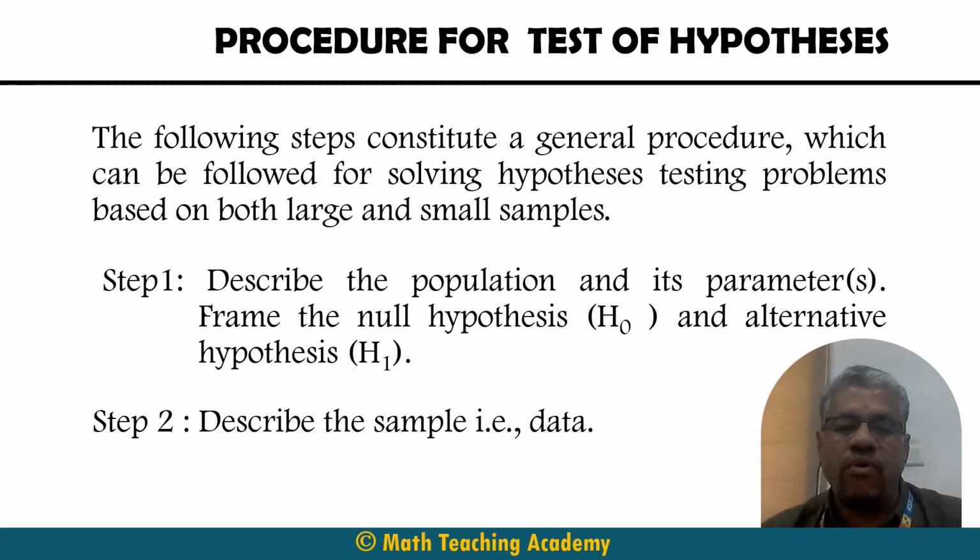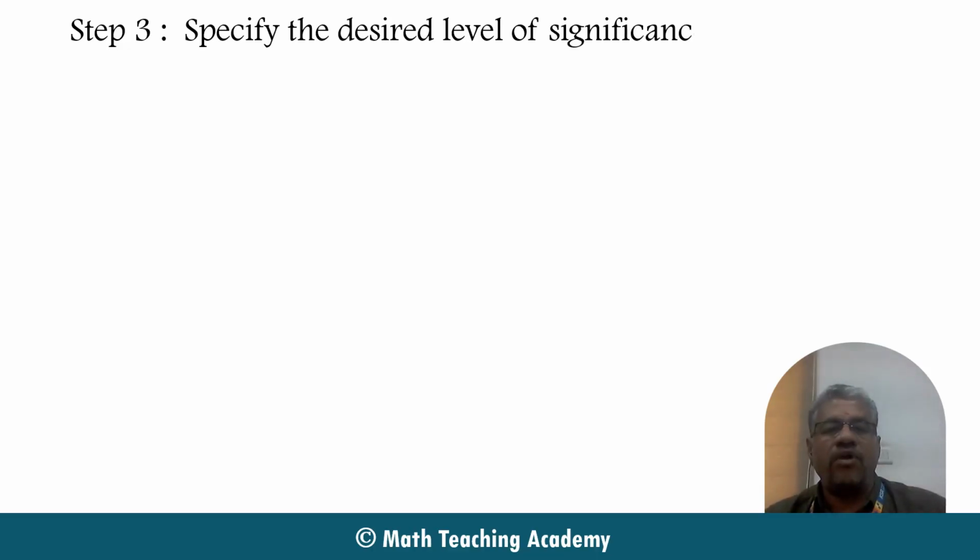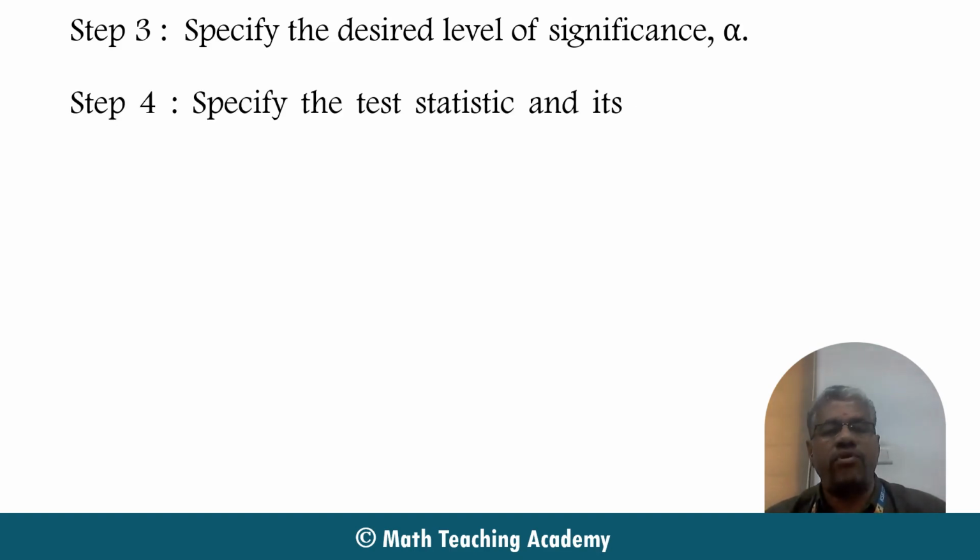Next, step 2. In step 2, we are going to describe the sample, that is data. What are all the data given in the problem? We'll have to describe it in step 2. Step 3. In step 3, we are going to specify the desired level of significance. Level of significance is denoted by alpha. It comes in percentage. Sometimes they will give it in the problem itself. Otherwise, we'll have to take alpha equal to 5%.